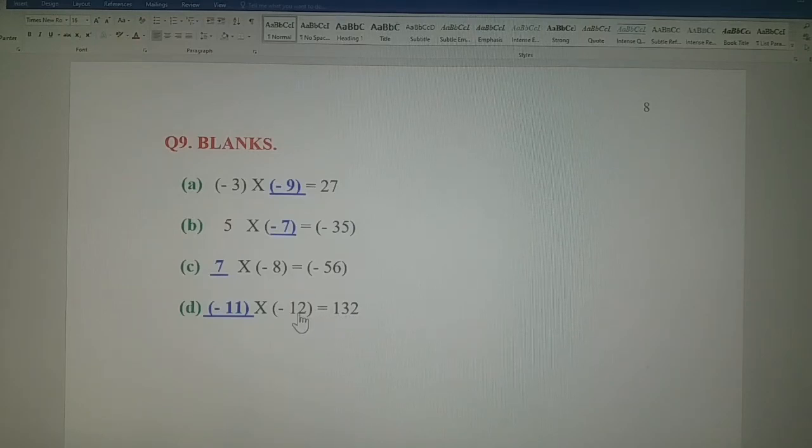Question number D, dash multiplied by minus 12 is equal to 132. Now 12 stable we have to calculate. 12 ones are 12, 12 twos are 24, like that we have to go on calculating. 12 tens are 120. So this is more than 12 tens are. We'll calculate in the rough column.